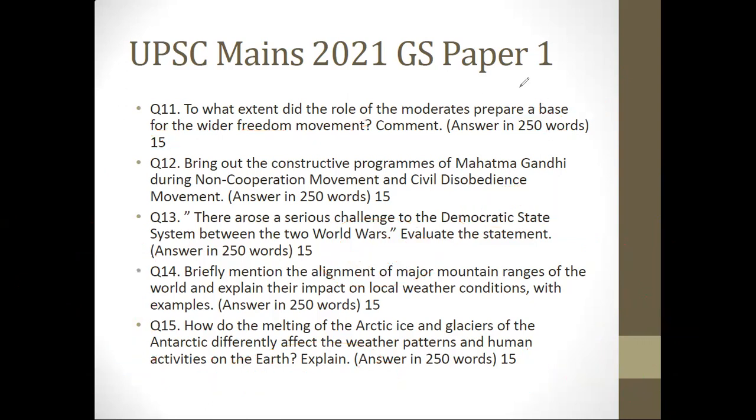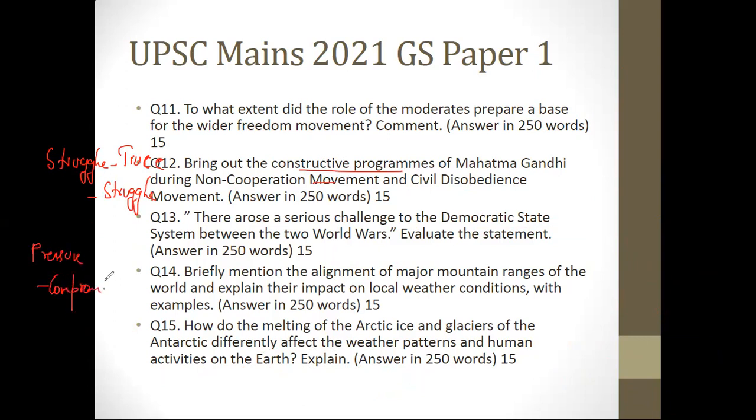Bring out the constructive programs of Mahatma Gandhi during the non-cooperation movement and civil disobedience movement. Constructive programs. Understand one thing. If you want to understand constructive programs, you have to understand the methodology of Gandhiji, how he worked. His philosophy, you may have read it in Bipin Chandra and other books, that there were two things which he followed: struggle-truce-struggle, or pressure-compromise-pressure.